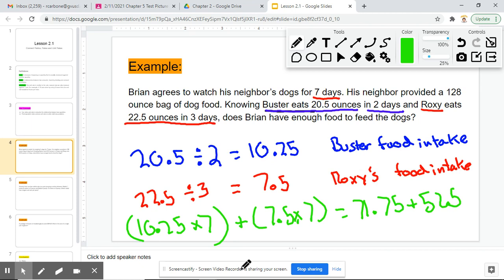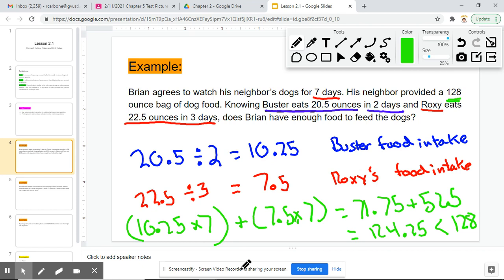And then when we add those together, we will get 124.25, and that is indeed less than the 128 right here. So Brian did indeed give us enough food to watch his neighbor's dogs.